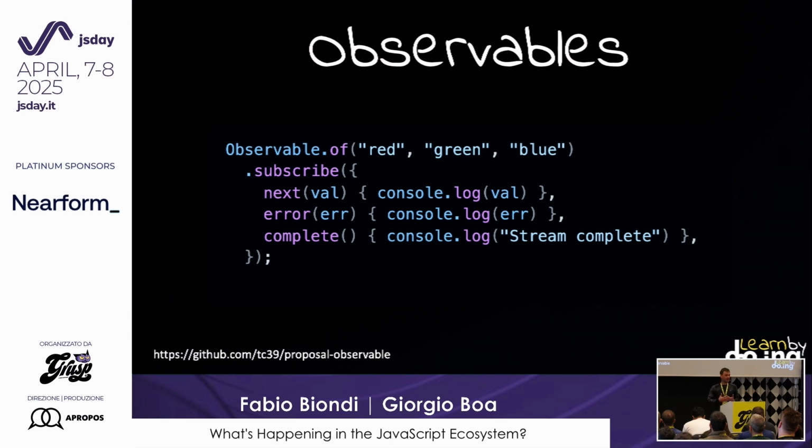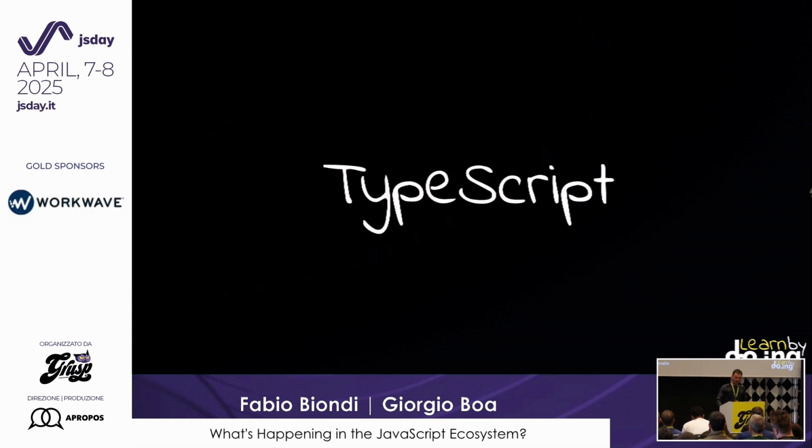And I love RxJS, but probably we'll never see RxJS 8, currently it is version 7, probably because Observable will become part of the JavaScript language.